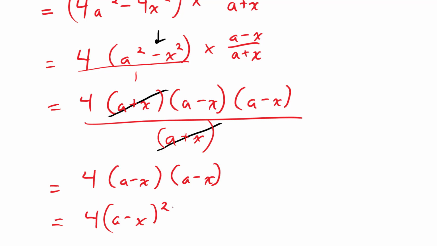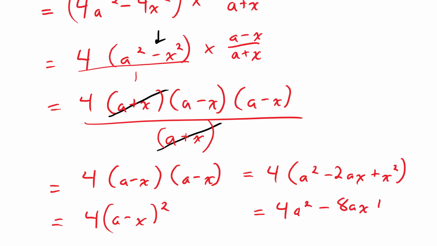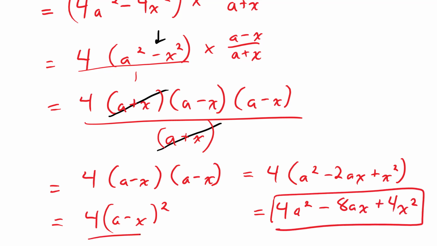Alternatively, we could leave no brackets, so this would be 4 times a squared minus 2ax plus x squared. Lastly, we have 4a squared minus 8ax plus 4x squared. So this is fewer values, but this is the same thing, but no brackets.